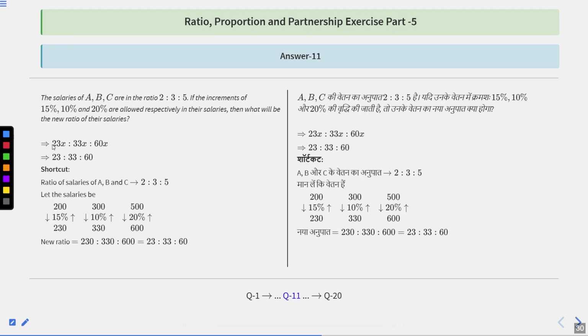So when we simplify it, we get 23:33:60, which is the correct answer. Now we use some shortcuts. How can we use shortcuts?